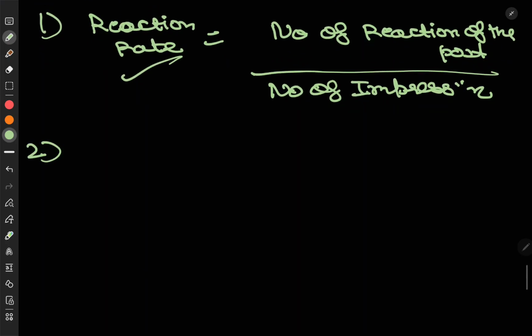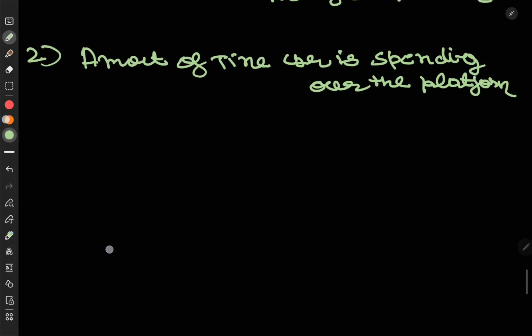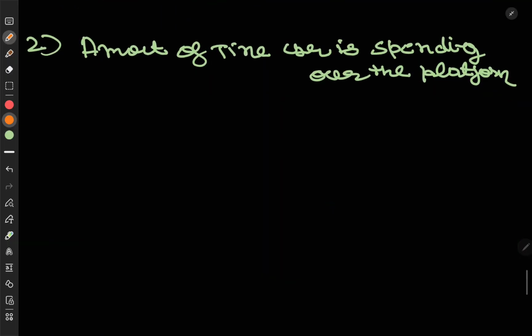Second criteria is very simple. We initially said that we need to increase the user engagement, right? So if we are increasing the user engagement, we can simply see that the amount of time user is spending over the platform in a week. Let's say if it's increasing. So if it's increasing, it simply means that we are showing a relevant post to the user. That's why it's increasing.